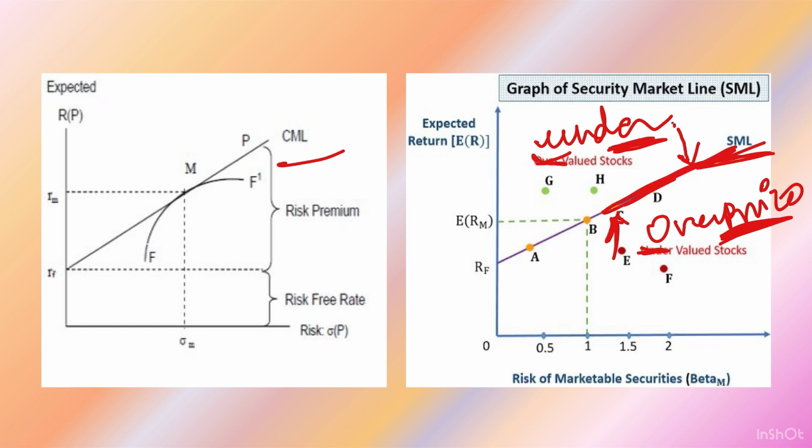Similarly, when we see the graph of CML, over here I have told you that your CML and SML always start from here, right? That means it does not start from 0. Why? Because this is your risk-free return. Without taking any risk, you are going to get some return. This is your risk-free return, and anything beyond that is your risk premium. The market is going to benefit you for taking the risk. This is your risk premium, right?